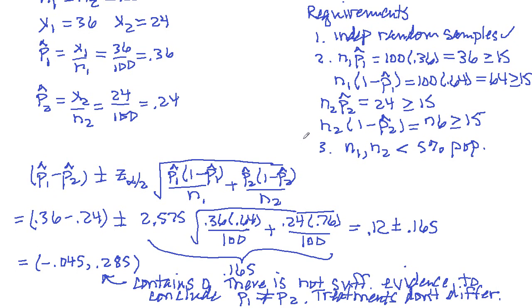So you reject the null hypothesis if the interval does not contain 0. You do not reject if the interval does contain 0.